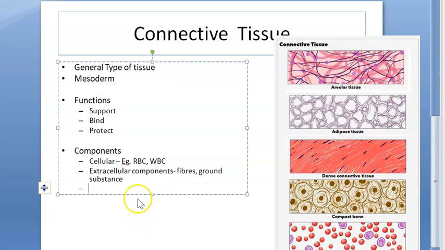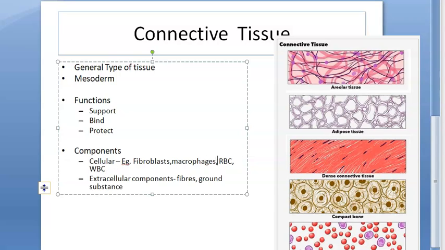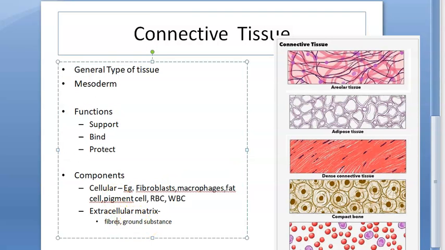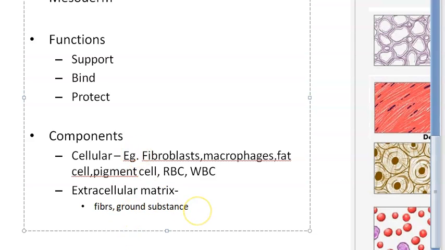So, you will have to give the classification. Cells can be fibroblasts, macrophages, plasma cell, that is nothing but lymphocyte, mast cell, fat cell, pigment cell. Now let's go on. The extracellular matrix, I would like to call it. They're dividing this again into fibrous and non-fibrous.